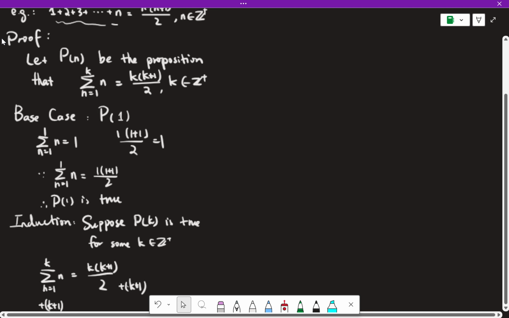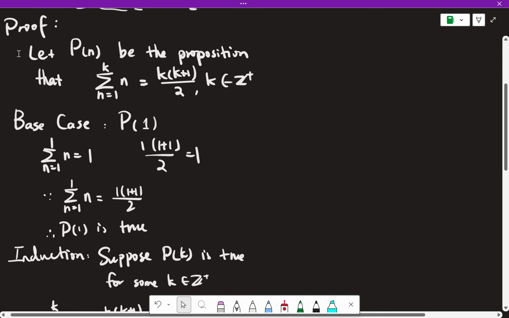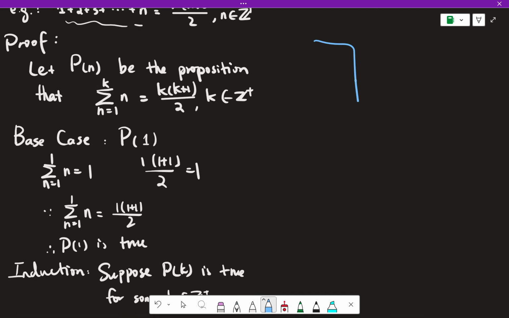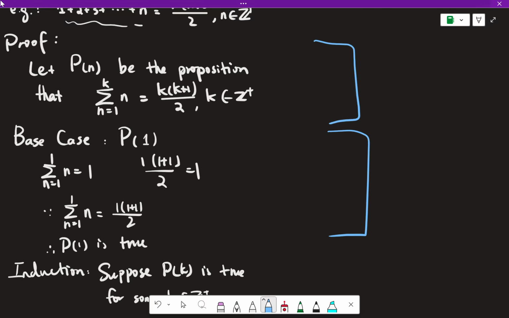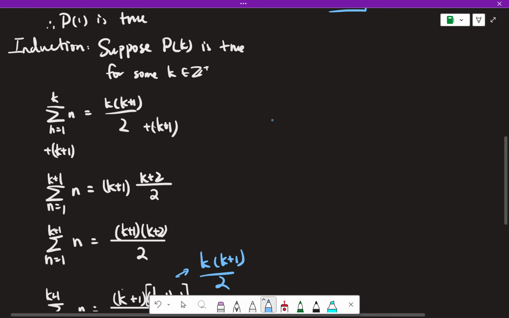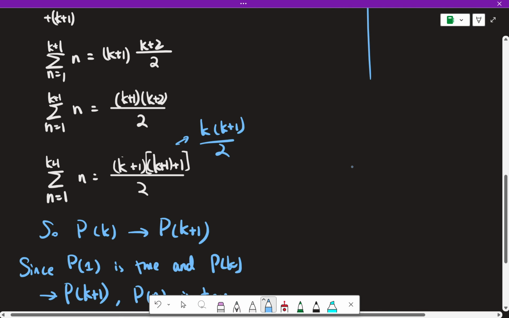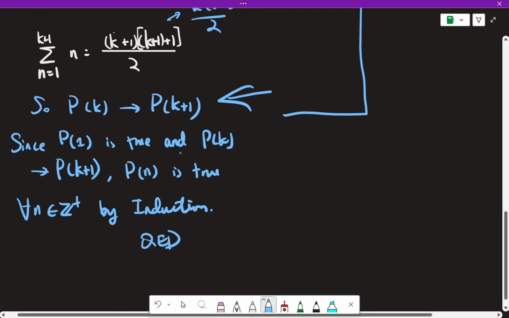So again, we need to have a proposition statement right here, and then a base case establishment, and then an induction step to finally achieve this critical statement right here, and then the concluding statement, and then some indicator to show the audience that we are finished.